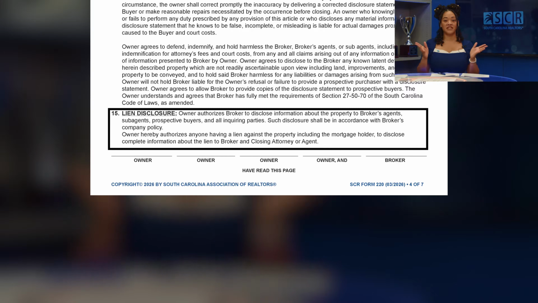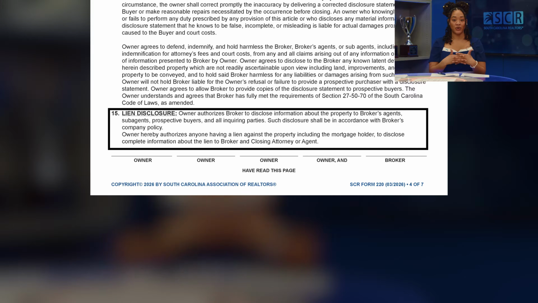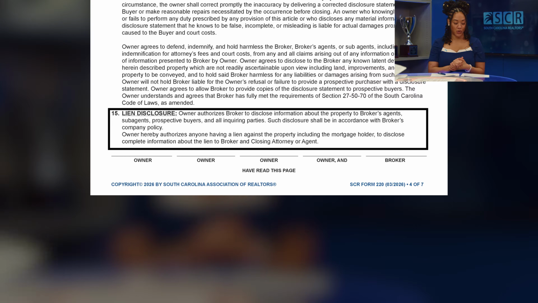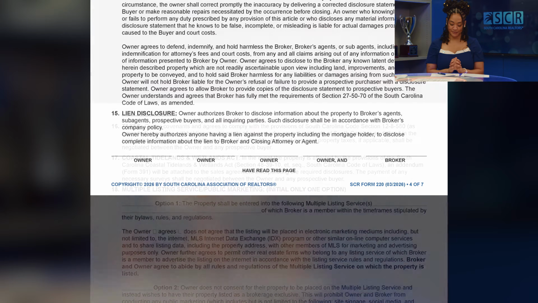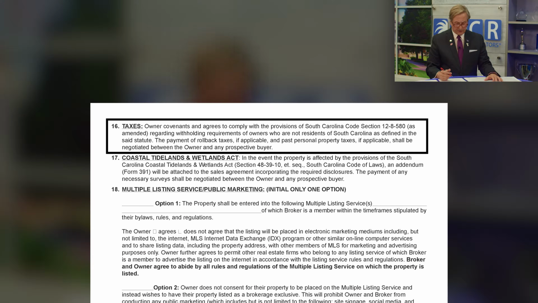Section 15 is lien disclosure. This states that an owner that's aware of any liens on the property must make that information known to their broker and to the closing attorney when appropriate. Section 16, taxes. It says the parties are going to pay their required income taxes in the state of South Carolina and federal income taxes as required.